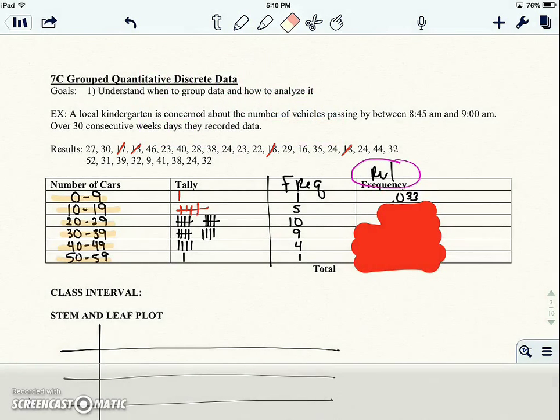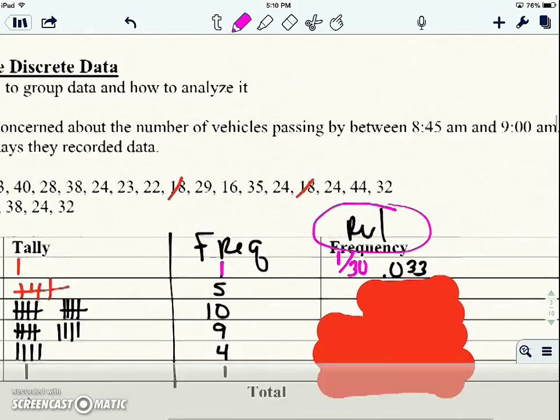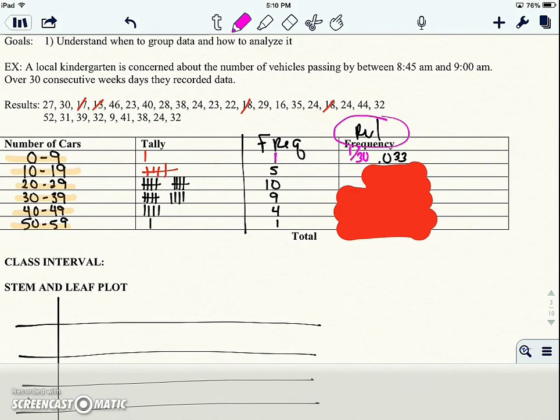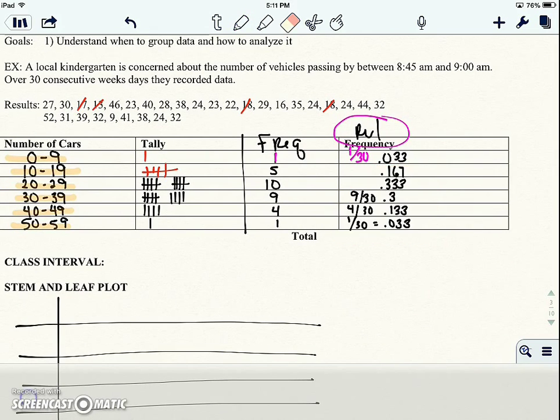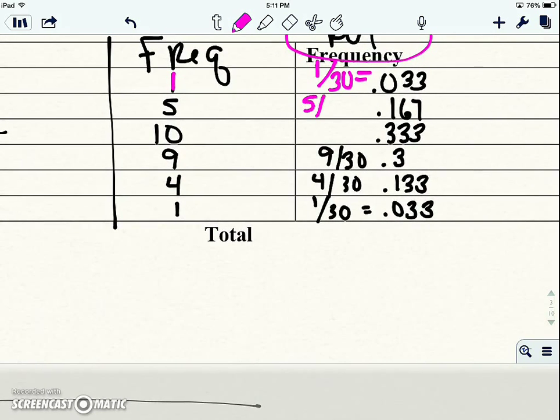So I'm going to just clear this for you and let you see. The relative frequency, well, there was 1 in this group out of all 30 consecutive weekdays. 1 car out of those days. And if you put that 1 divided by 30 in your calculator, you get 0.033. Okay, for the next group, there were 5 out of 30, which is 0.167.